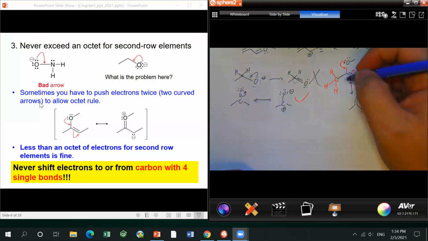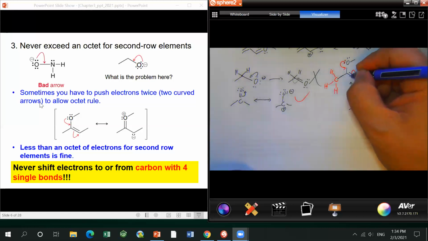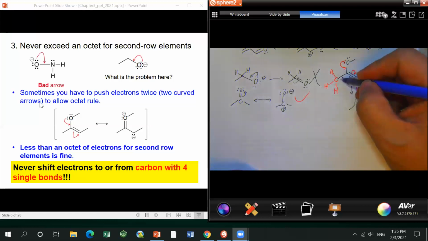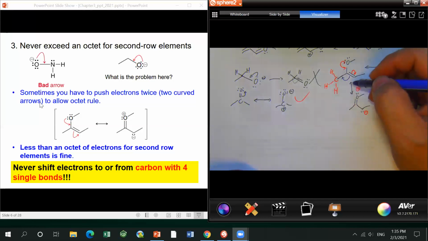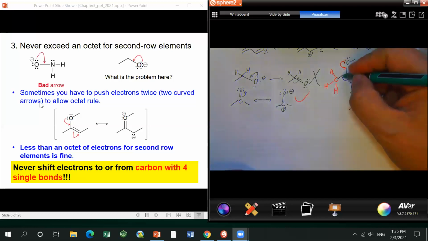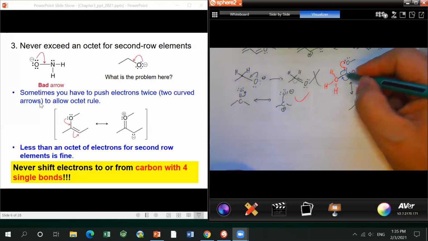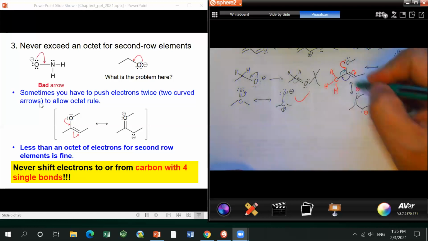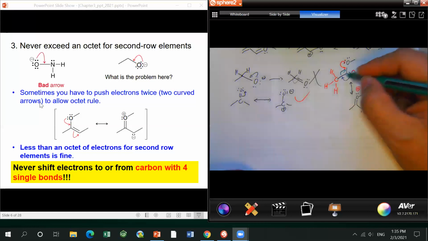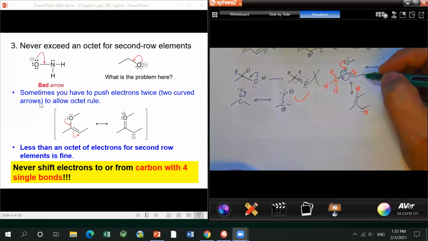Some students say, how about putting these shared electrons, the pi bond, to here? That will be wrong, because this carbon will get more than 8 electrons and break the octet. So don't do that. Some students ask, can we do this, take this single bond and put the electrons to here? That's also wrong, because in this case you break this single bond, and these two carbons no longer share electrons.